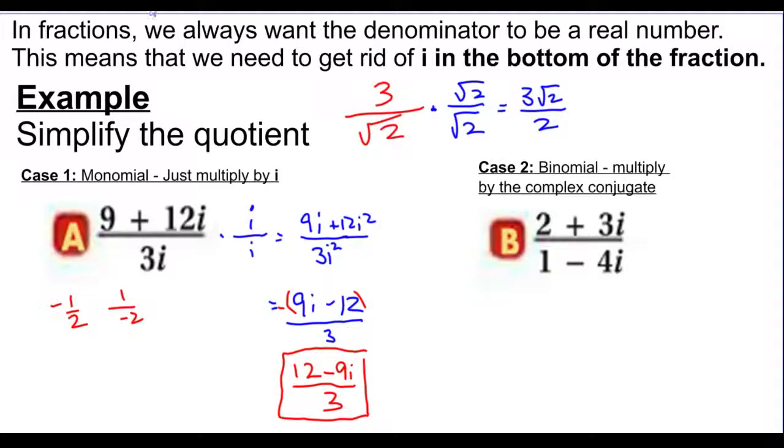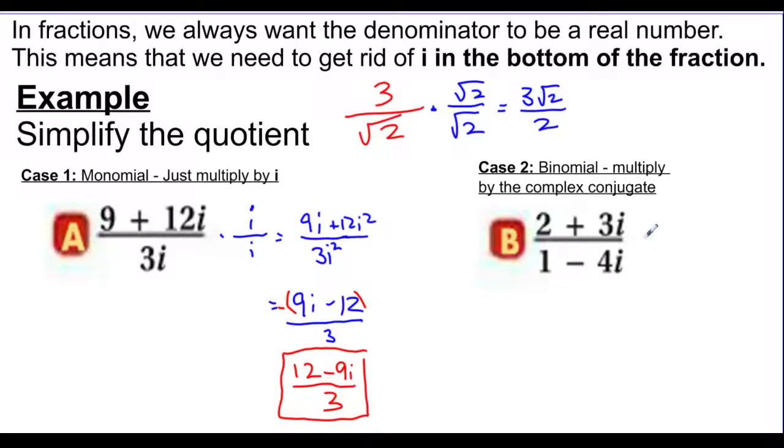Okay, so we need to do this on a second problem. But here's the catch, okay? In this second case, I don't have just an imaginary number like I did in the first case, right? Letter A, it's just 3i. There's no add or subtract on the bottom of this fraction. When I come over to the second one, I have a binomial now.